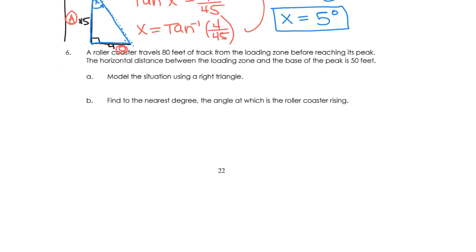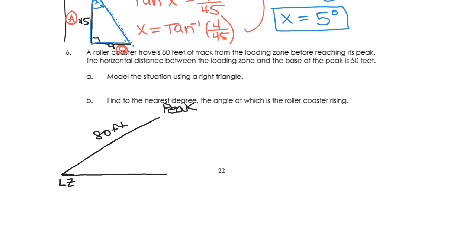This one's about a roller coaster. It says a roller coaster travels 80 feet of track from the loading zone before reaching its peak. When we get on a roller coaster, we get on at the ground, so this will be our loading zone. It travels 80 feet of track before reaching its peak. If it's reaching its peak, it's going up, and therefore that is 80 feet of track. Let's say that this is the peak.